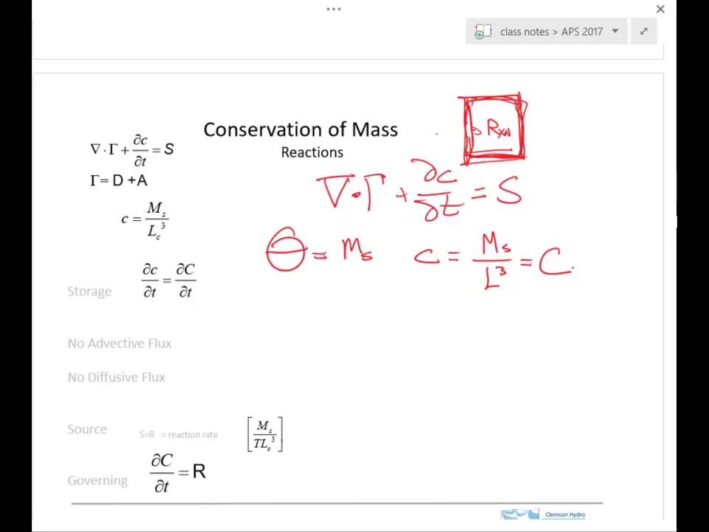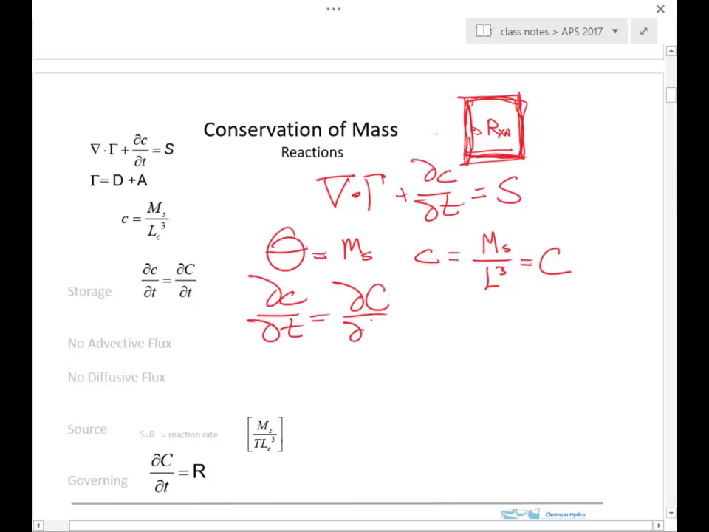Okay, so then we can go and look at these individual terms. The storage term here, the rate of change of little c, is just the rate of change of big C. So not too earth-shaking there. And so that's this term. The divergence of the flux, well, for this example, the flux is equal to zero. So the divergence of the flux is equal to zero, too. So that's pretty simple.